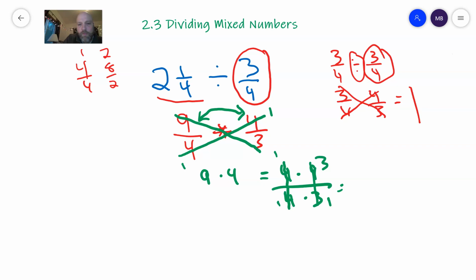3 goes into 3 once, and 3 goes into 9 3 times. It's one of those ones that people say they have a hard time with, and then all of a sudden, if you practice enough, you can do it. 3 times 1 is 3. 1 times 1 is 1. So you just get a total of 3.